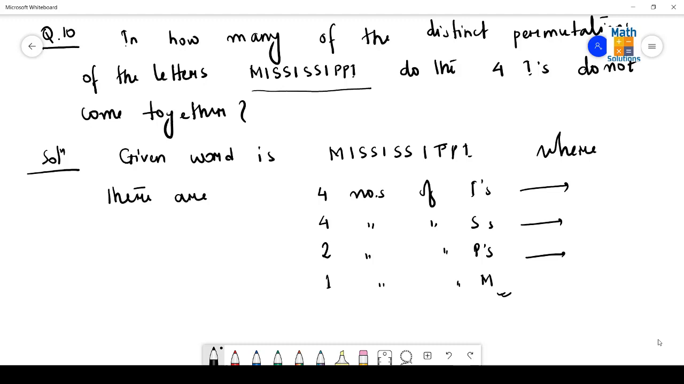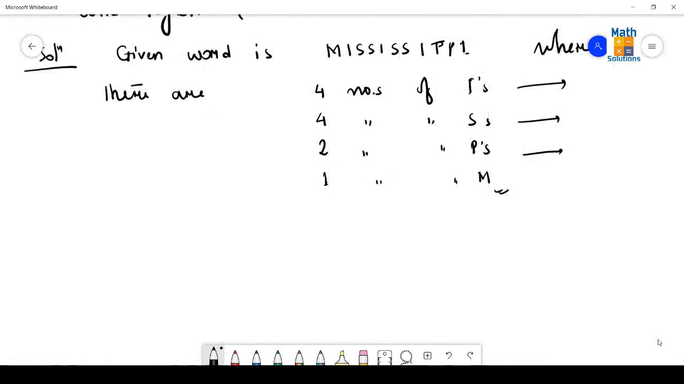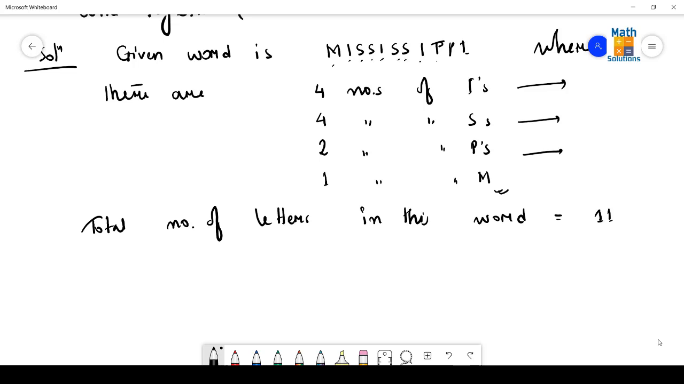So of course the second theorem will be followed here. So let us check in how many ways this arrangement can be done. First let us write down the total number of letters in the word. We can write the total number of letters in this word is equal to 11. 1, 2, 3, 4, 5, 6, 7, 8, 9, 10, 11. So in total we have 11 letters here.